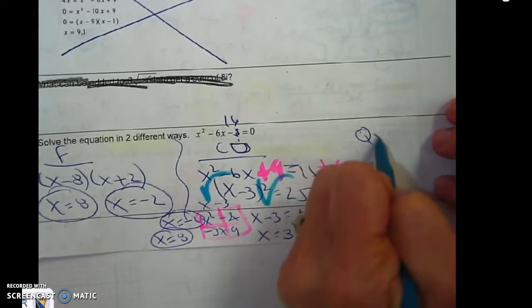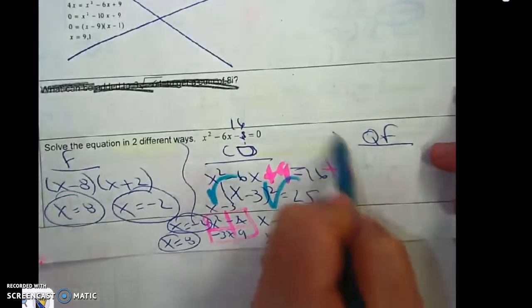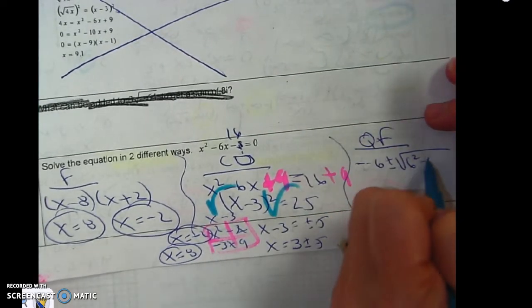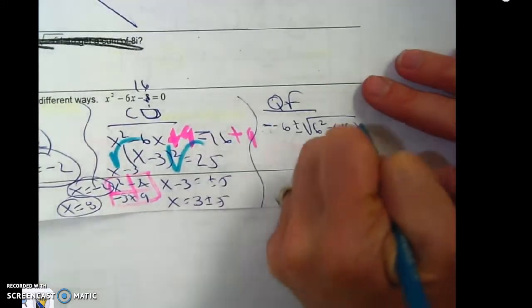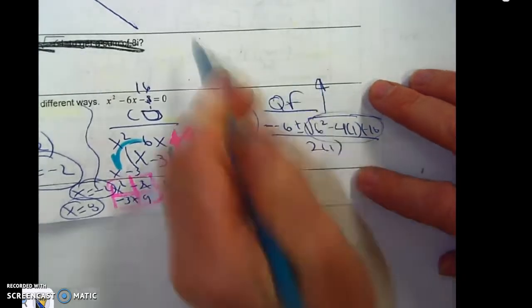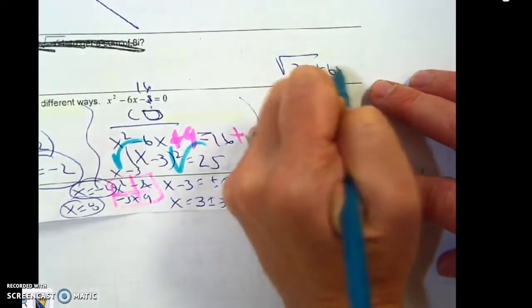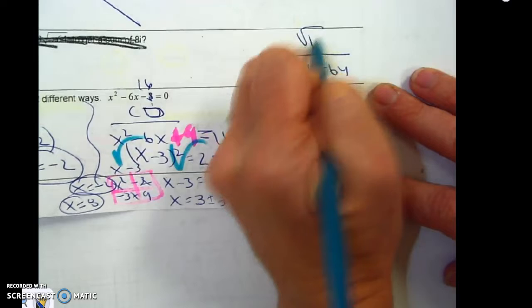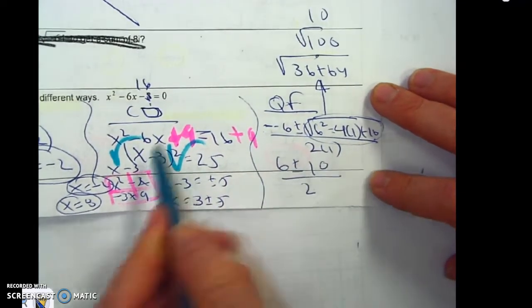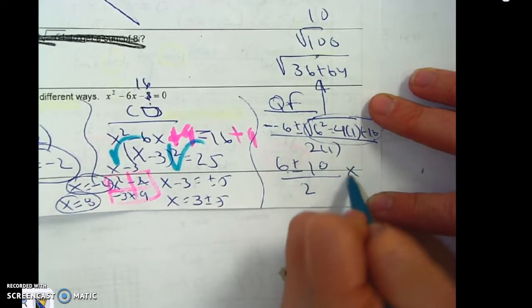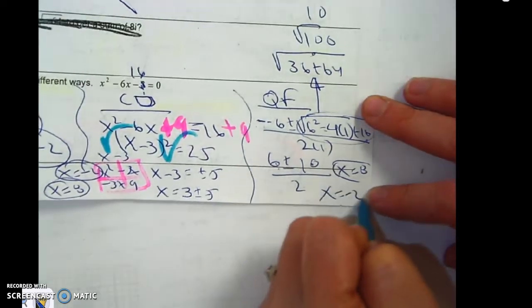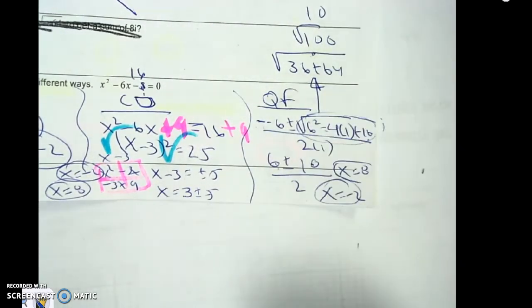I could solve by the quadratic formula, but again, only do this if you have time to get it done. Negative b plus or minus the square root of b squared minus 4 times a times c, all divided by 2 times a. I'm going to take care of this. Square root of 36 plus 64, because a negative and a negative make a positive. The square root of 100 is 10, so all of that turned into 10. 6 plus or minus 10 over 2. 6 plus 10 is 16, divided by 2 is 8. 6 minus 10 is -4, divided by 2 is -2. And that's how I'll get my bonus, to show all 3 of them are the same.